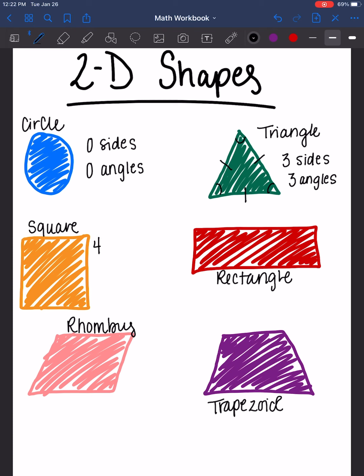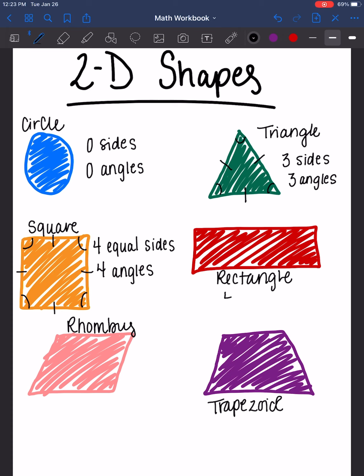So let's look at one of the better examples of sides and angles, which is the square. Now, a square has 4 equal sides. Not one is longer than the other. They are always equal, always the same length. The square also has 4 angles. So here, 1, 2, 3, and 4 angles.